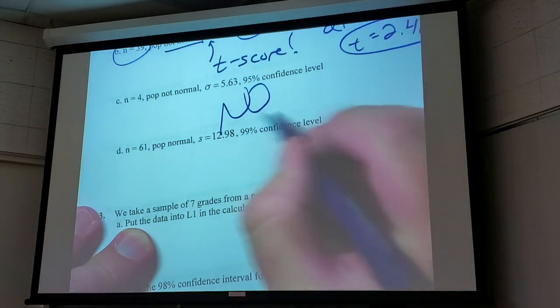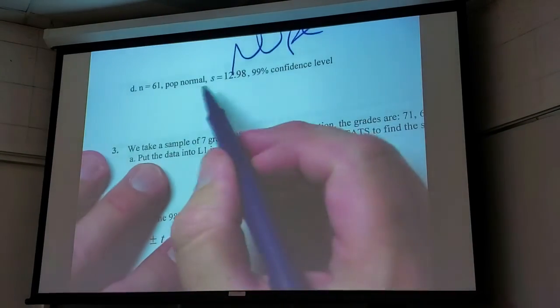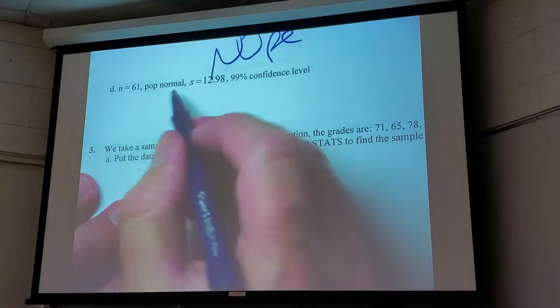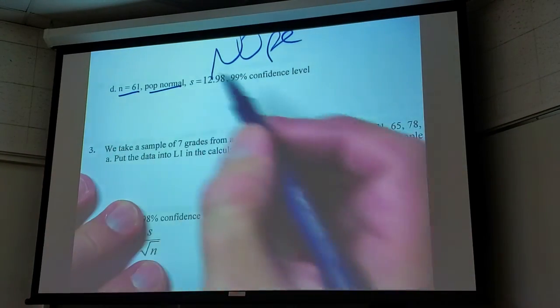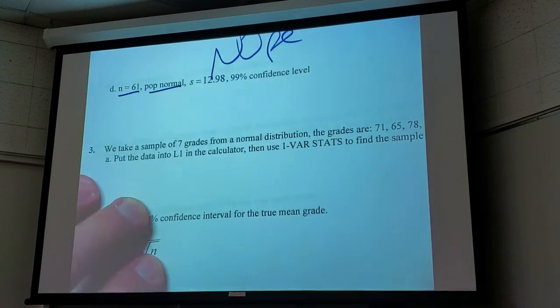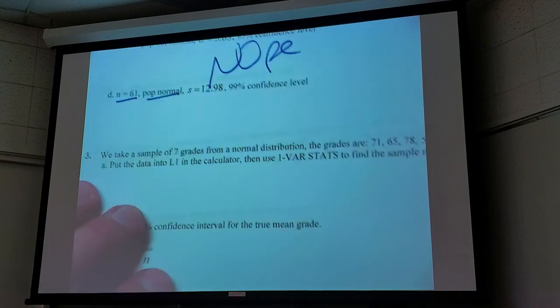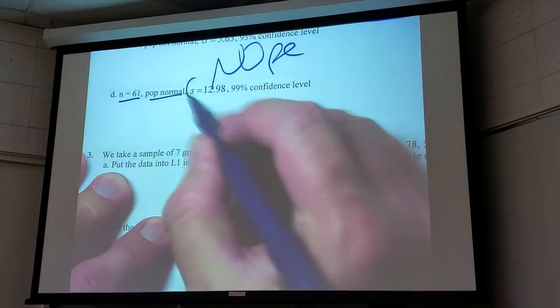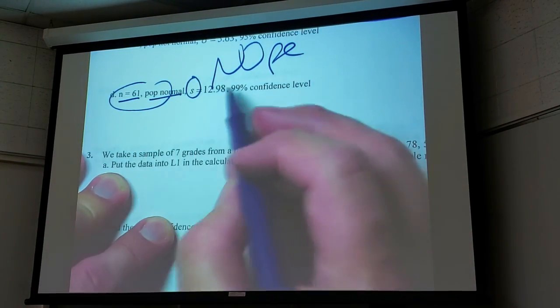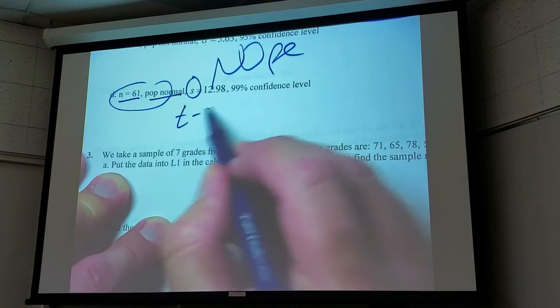This one was nope. And then this one, it's like double good. Look at this. It's normal already and it's big enough. But what do I use, T or Z? Oh, t-score. Yeah, I only know S. I don't care that it's so beautiful. I only know S, so I gotta use the t-score.